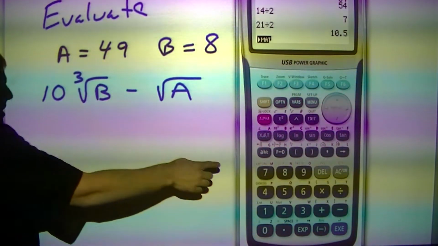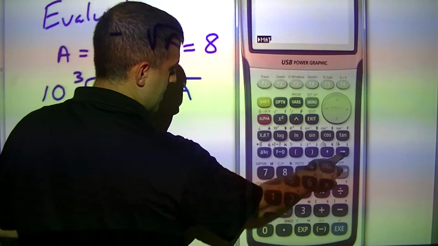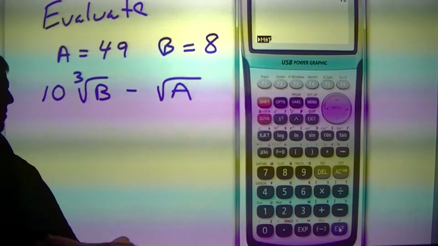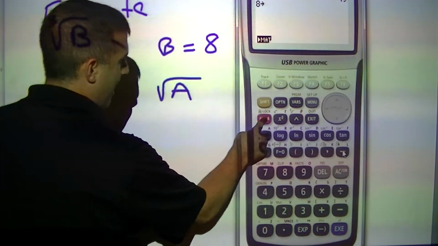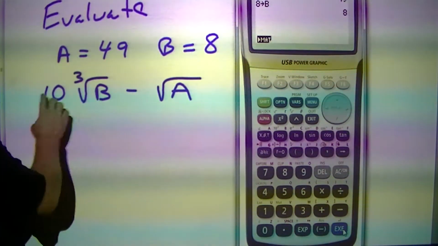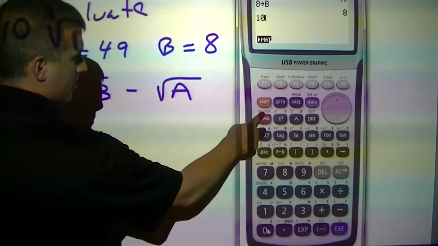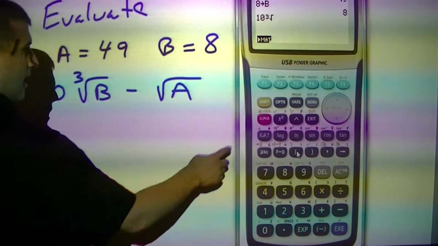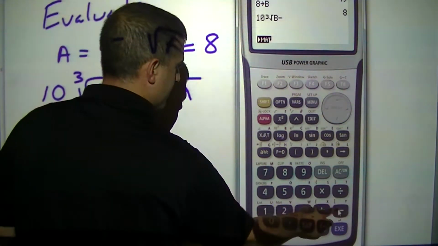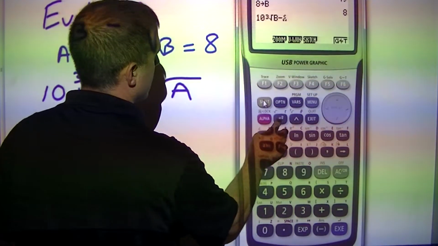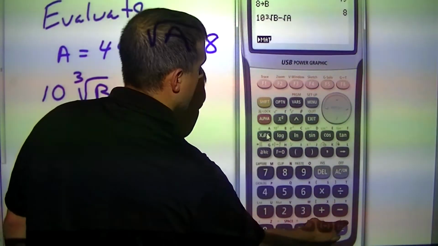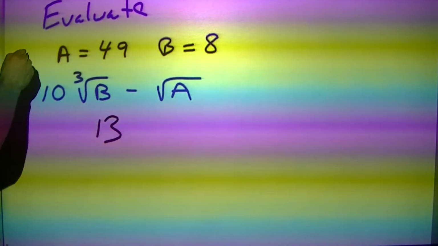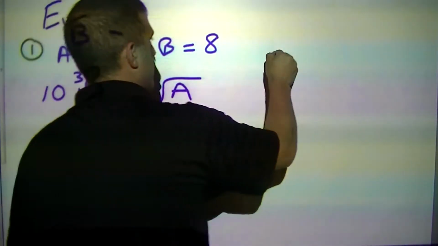So what you should do there, if you get that, is program in 49, arrow, alpha, and then A is right there, enter. Then 8, arrow, alpha, B, enter. So now they're in, and you type them in like you see them. 10, shift, there's the cube root, alpha B, minus, the shift here would be the square root, alpha A, and let that give you your answer, which would be 13.